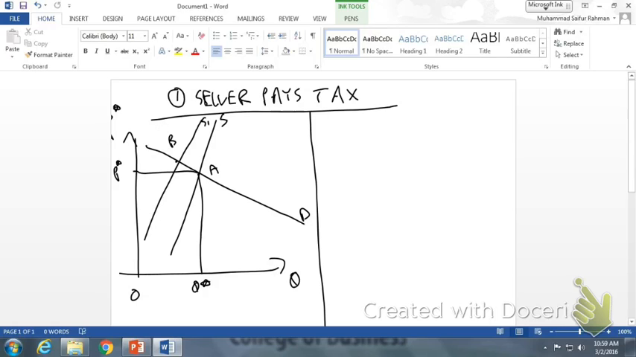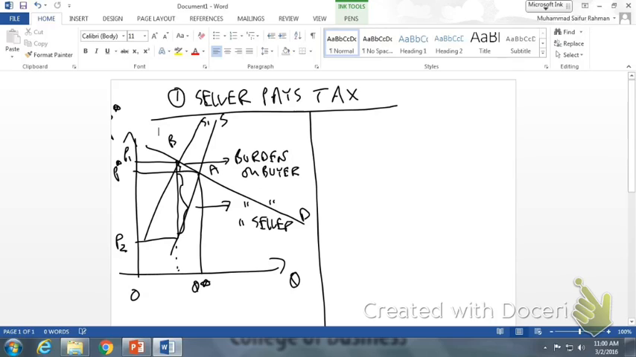So at point B, P1 is the price that my buyer pays, and in order to find out the price that our seller receives, I go vertically down to the original supply curve, and P2 is the price that our seller receives. So in this case, the difference between P1 and P star is the burden of tax on the buyer, and the gap between P2 and P star is the burden of tax on the seller.